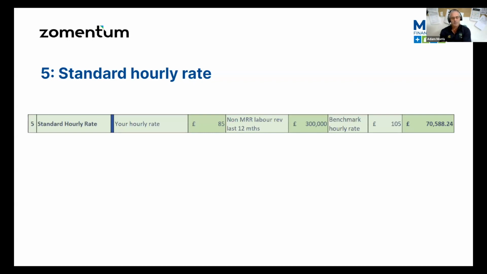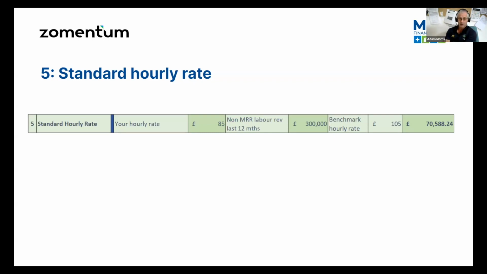Some MSPs are still billing 65 an hour. It's leaving money on the table. So how often do you put your prices up? It makes a big difference.